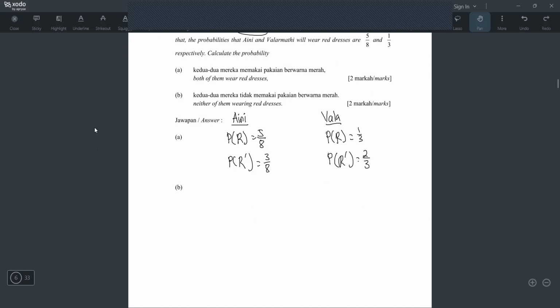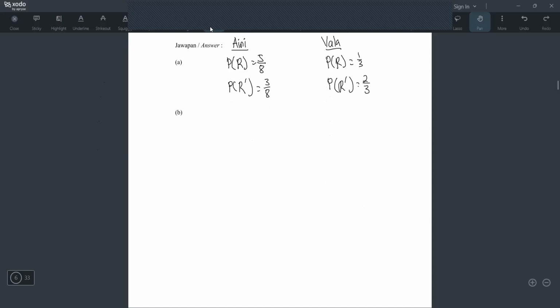Always write down all the possibilities, okay? So we don't care about what they want to find first. We write down all the possibilities first. So what are all the possibilities? We have Aini Vala, Aini Vala, Aini Vala, Aini Vala. Why do I write 4 times? Because I know there's a total of 4 possibilities.